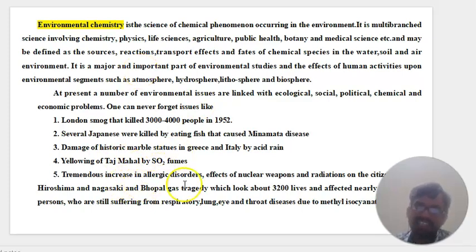Then there is a tremendous increase in allergic disorders, the effect of nuclear weapons and radiation on the citizens of Hiroshima and Nagasaki, and the Bhopal gas tragedy, which killed around 3200 lives and affected nearly 50,000 people who are still suffering from respiratory, lung, eye and throat diseases due to methyl isocyanate vapors. These are some historical examples of how environmental effects have led to very big problems in previous days.